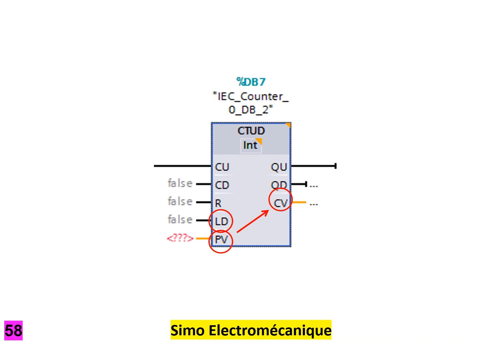Input LD stands for load data. Triggering this input loads CV with the value in PV. PV is the programmed value. It can be used to set an upper threshold to the counter, above which output QU is triggered. Output QU is triggered if the count value in CV exceeds the value in PV.